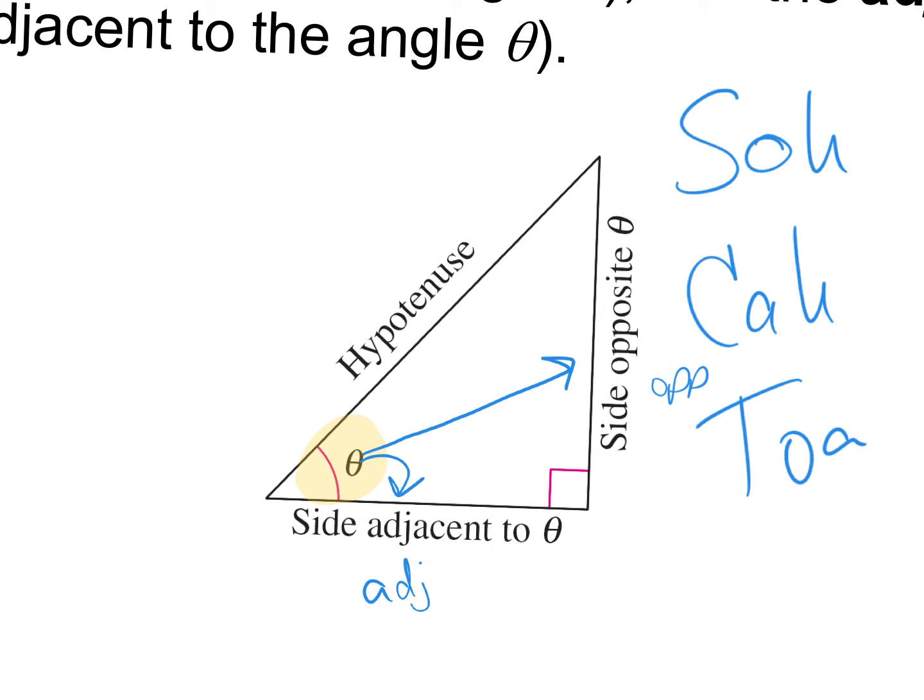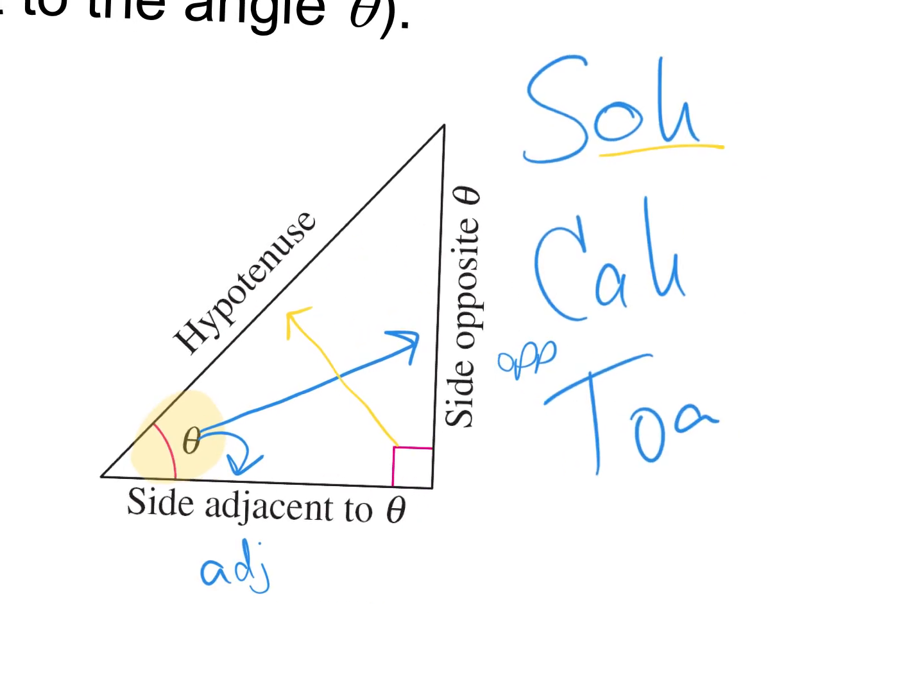What does not change is the hypotenuse. Your hypotenuse is always the longest side across from the right angle. All right, when I say the mnemonic device SOHCAHTOA, sine is opposite over hypotenuse. Cosine is adjacent over hypotenuse. TOA: tangent is opposite over adjacent. All right, everybody remember that?